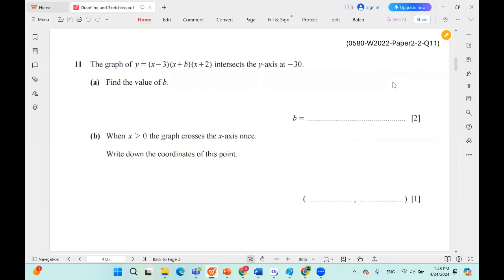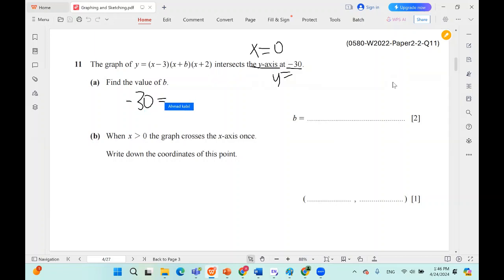The graph of y equals x minus 3, x plus b, x plus 2 intersects the y-axis at negative 30. Find the value of b. So if it intersects the y-axis, this means that x equals 0 at this point and y equals negative 30. So if we put x as 0 and y as negative 30, we get the following equation.